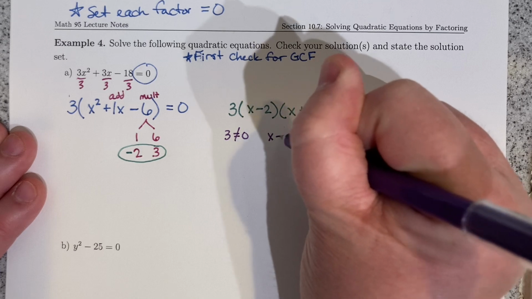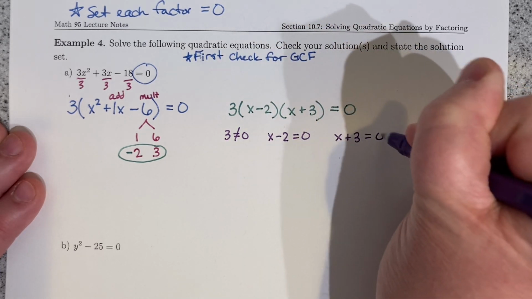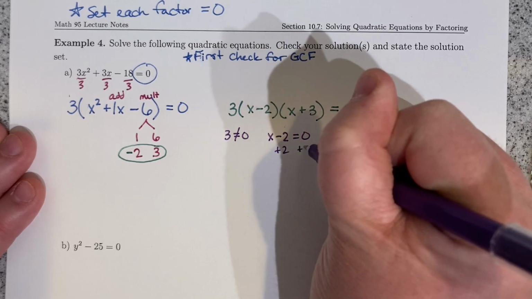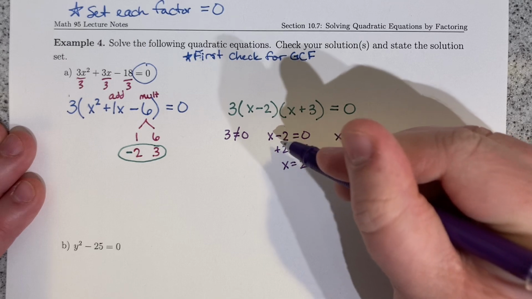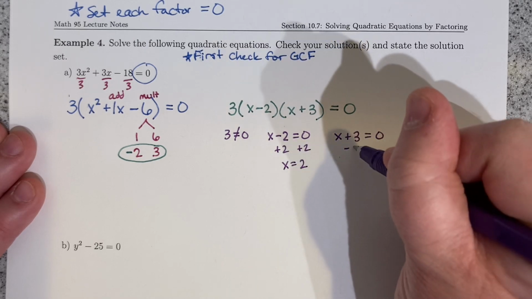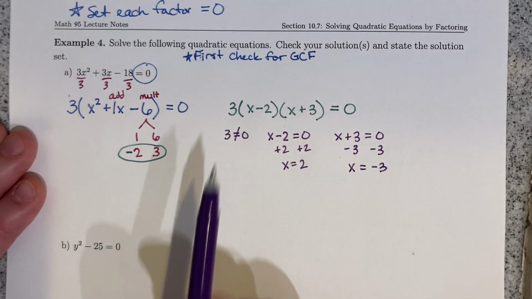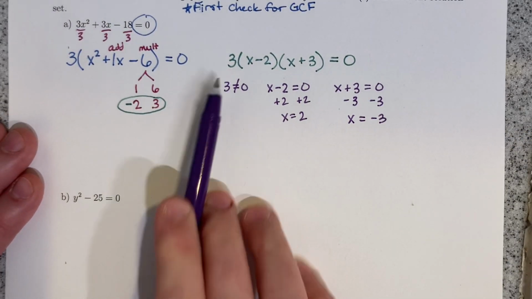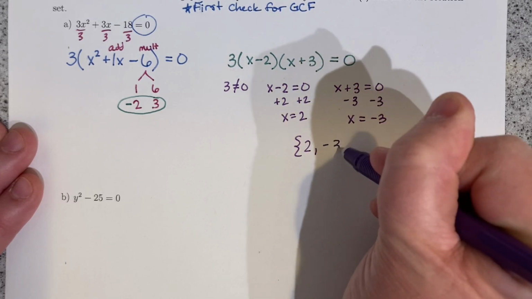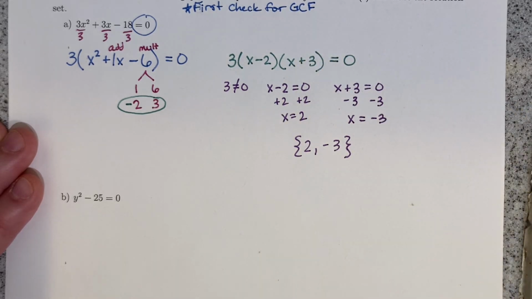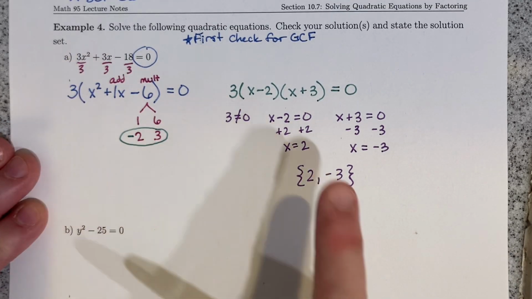All right, but let's do the next 2. x minus 2 equals 0, or x plus 3 equals 0. So I'd always do the opposite to get x alone. The opposite of minus 2 is plus 2. The opposite of plus 3 is minus 3. So we didn't get a solution from the GCF, but we do get 2 answers, 2 and negative 3. Both of those, if we put them in the original equation, would make it true.